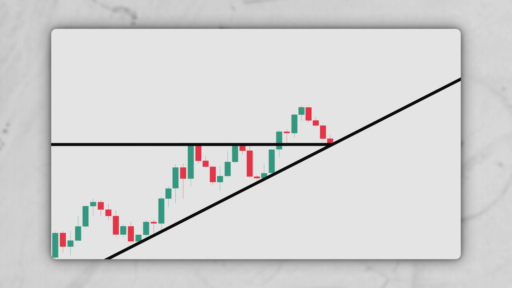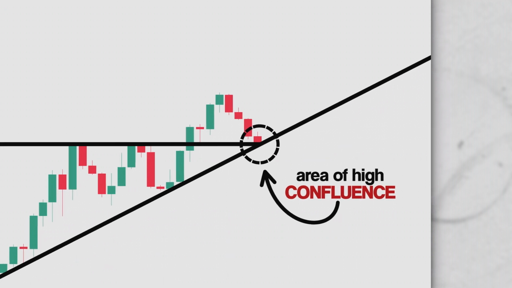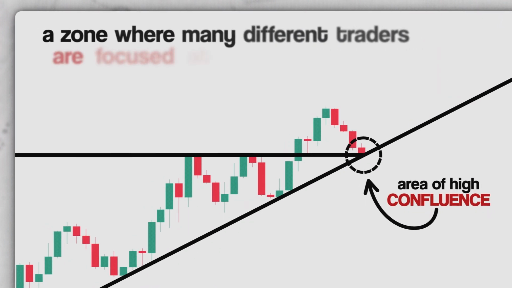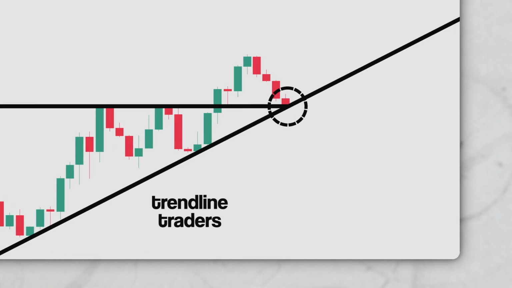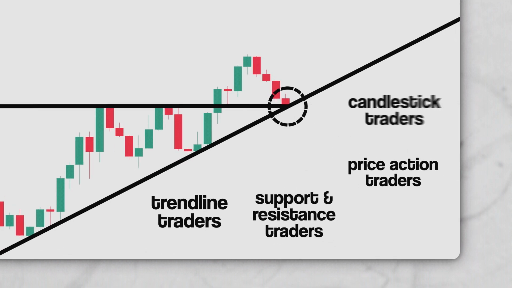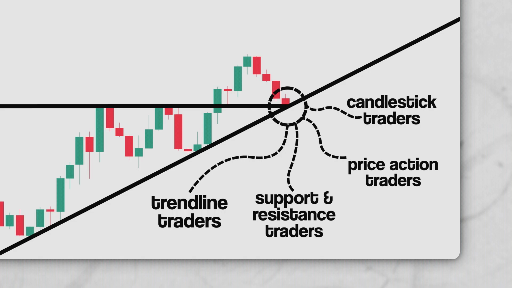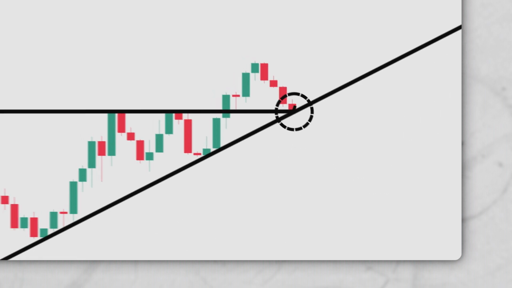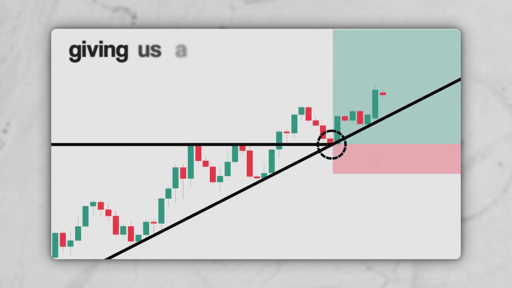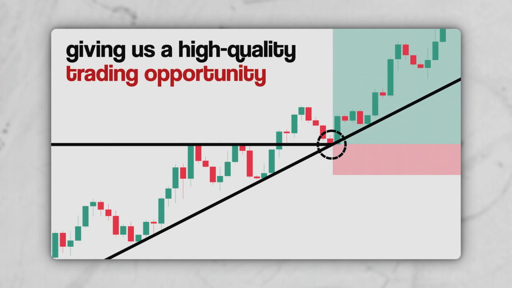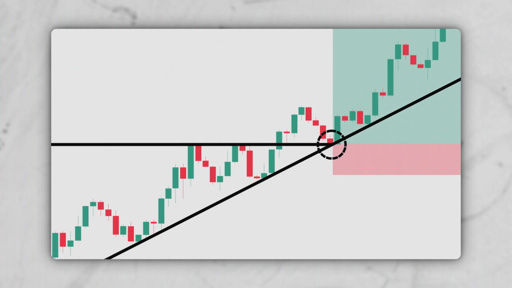When these levels come together, they create an area of high confluence. This is a zone where many different traders are focused at the same time. Trendline traders, support and resistance traders, price action traders, and candlestick traders are all watching the same area. Because of that, the probability of a price reaction increases, giving us a high-quality trading opportunity. Now let's break this setup down step by step.